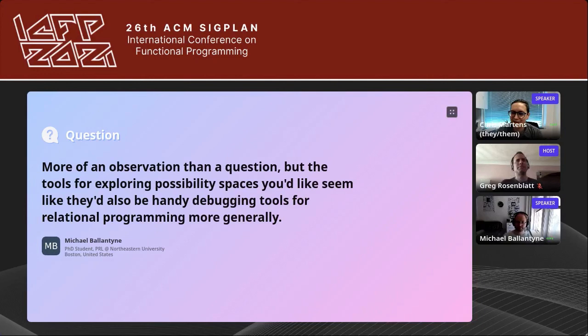Basically, it comes up because when I've thought about tools for trying to debug why miniKanren is slow to synthesize something, I sort of want to visualize the space of all of the things that it's considering. Yeah, in a very similar way. Even though there are only partial solutions, you're probably wanting to visualize the complete solutions.